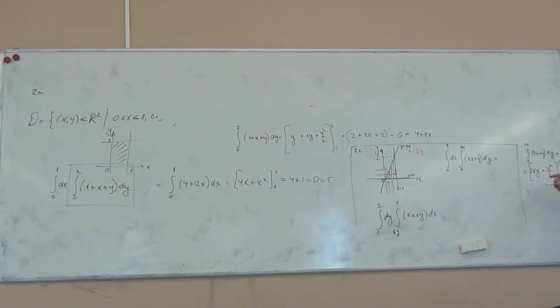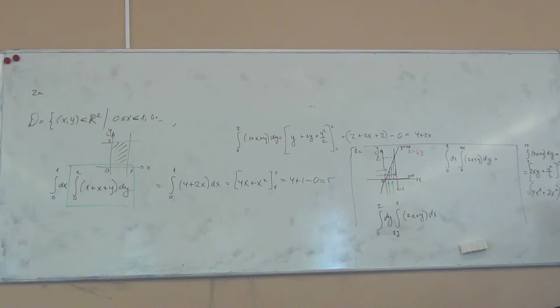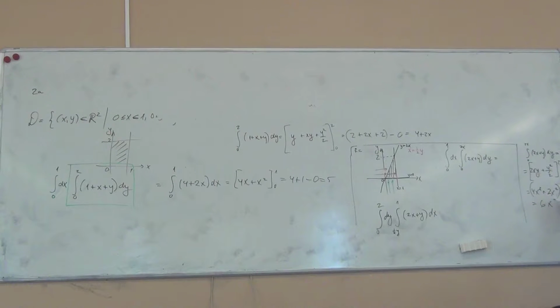So 2x instead of y gives us 4x squared. 2x instead of y, 4x squared divided by 2, that's 2x squared. Minus 0, 0 instead of y will give you 0. So it's actually 6x squared in there.